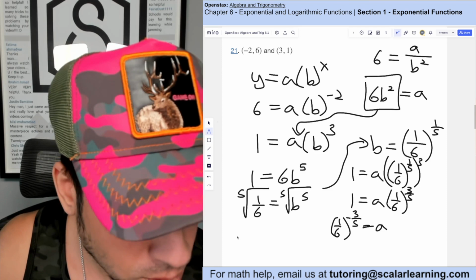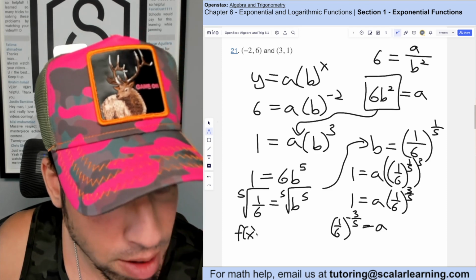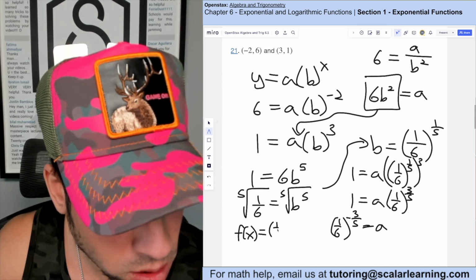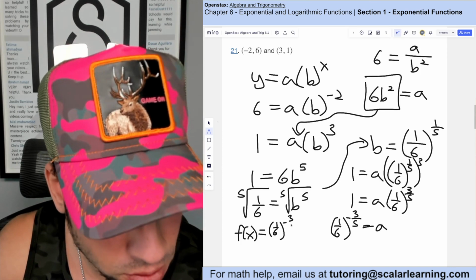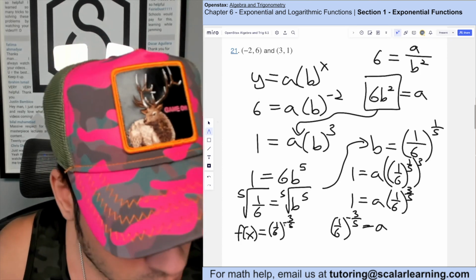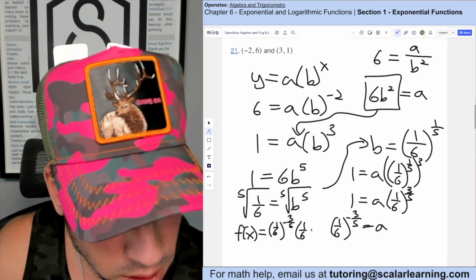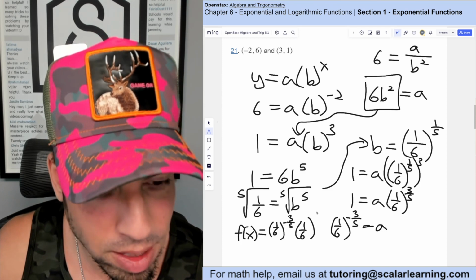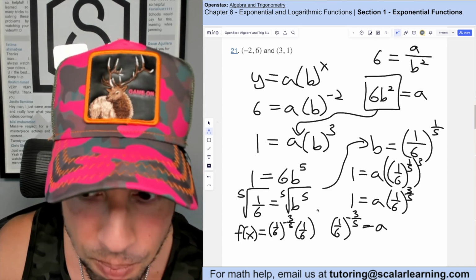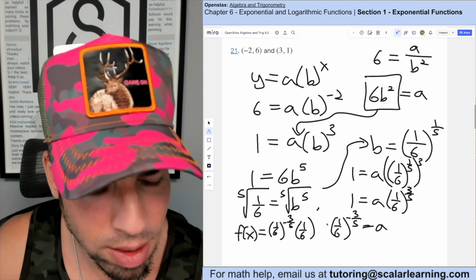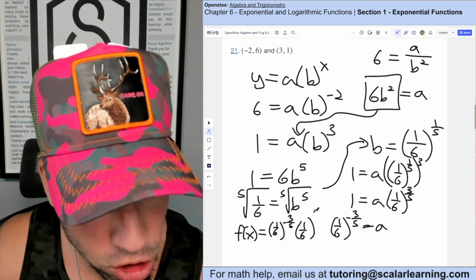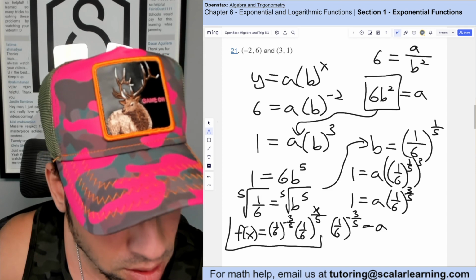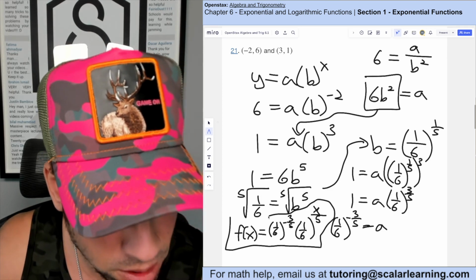So we have y, or I'll say in function notation, f of x equals, and then first we have that a term, which is 1/6 to the negative 3/5, and then times b, which is 1/6, and that is, again, b is to the 1/5 power, but then I need that x out there. So I can say 1/6 to the 1/5, that to the x power, or times x, which really just simplifies to x over 5. So here is that nice exponential function. It's quite complicated, but that's how you do it.